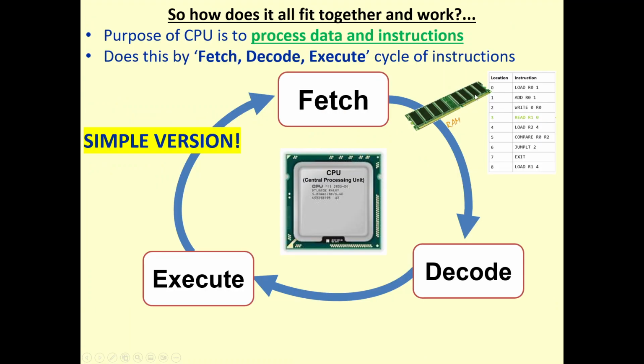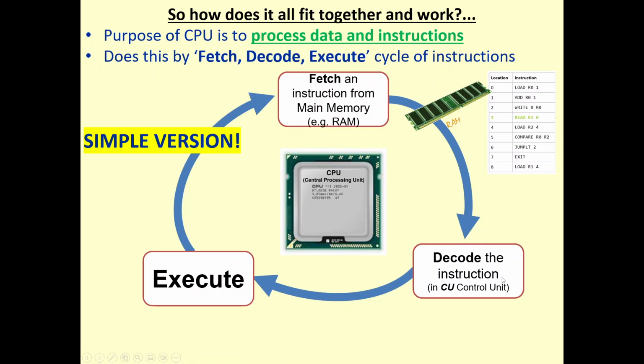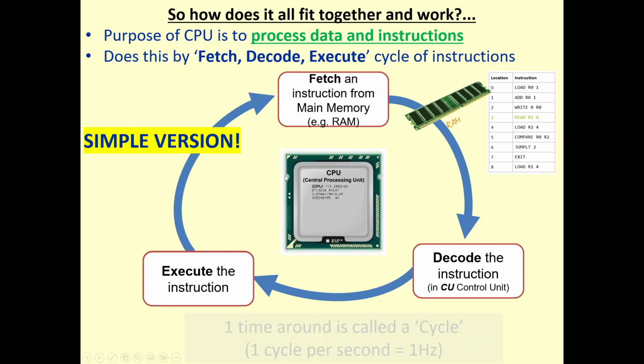So we know the parts of the CPU, we know that the instructions are stored in memory over here, in memory, okay? The CPU carries out the fetch, decode, execute cycle to process the instructions. It fetches an instruction from main memory, from RAM. It copies it into the CPU, where it decodes it, the control unit decodes it, and then it executes the instruction, it carries it out. That's a very simple version, okay? That's not enough detail for the exam, but that's the simple version of how it works. Fetch, decode, execute, and then it goes and gets the next instruction. One time around is one cycle, or one FDE cycle.